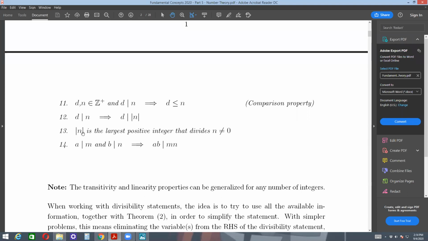Okay, and then the last: the magnitude of n is the largest positive integer that divides n once n is not 0. And the last one, you can think of this as if a divides m and b divides n, then you can multiply both. So a times b divides m times n, right? And this is true. Now, be careful with this. The multiplication one holds, but the addition one does not hold. So if a divides m and b divides n, you can't add them. You can't say a plus b divides m plus n, because that doesn't work with divisibility.